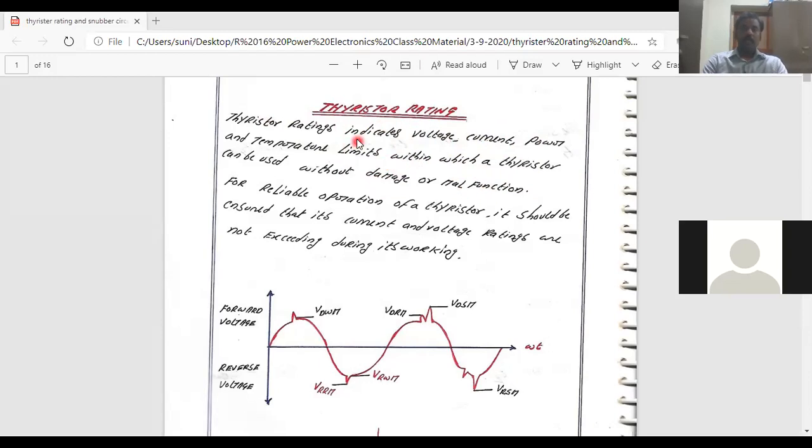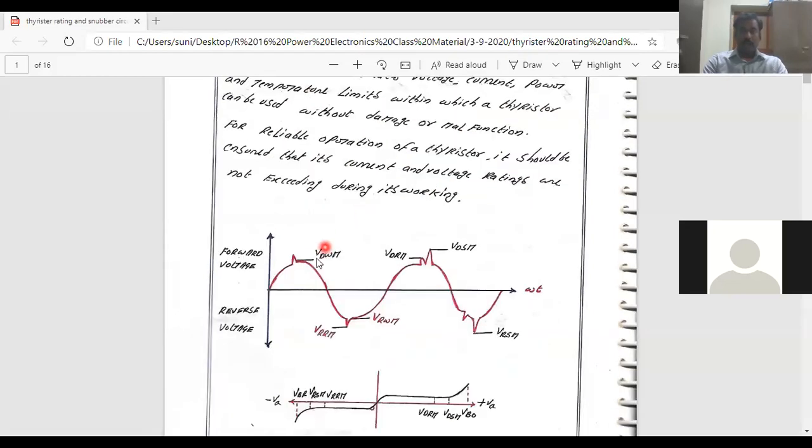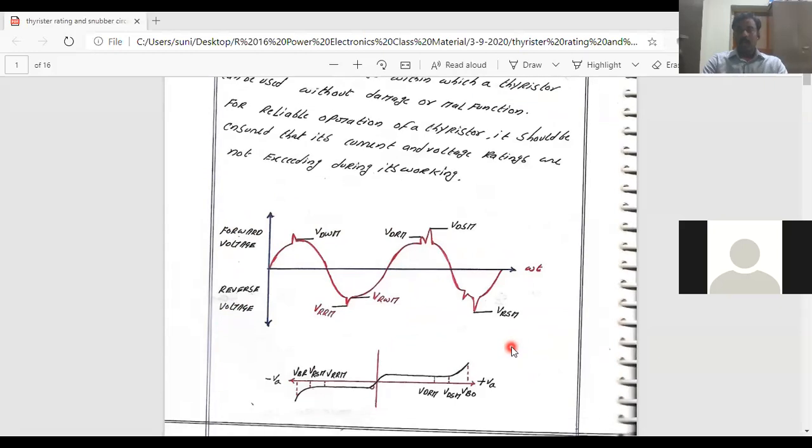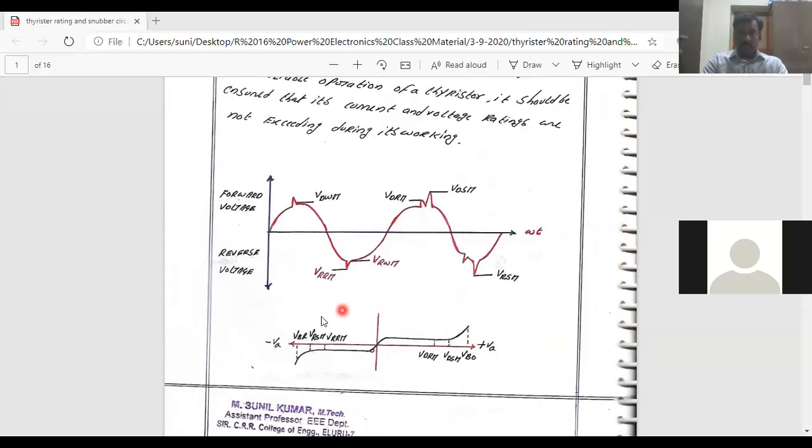Generally the thyristor ratings are defined as voltage ratings, current ratings, power ratings, as well as temperature ratings. The voltage ratings may be defined as forward voltage ratings as well as reverse voltage ratings. You may observe from this curve which is represented here. From this point O to this, that is going to be the forward voltage applied across the device, isn't it? From this point to this, that is going to be minus VA, the reverse voltage applied across the device, isn't it?